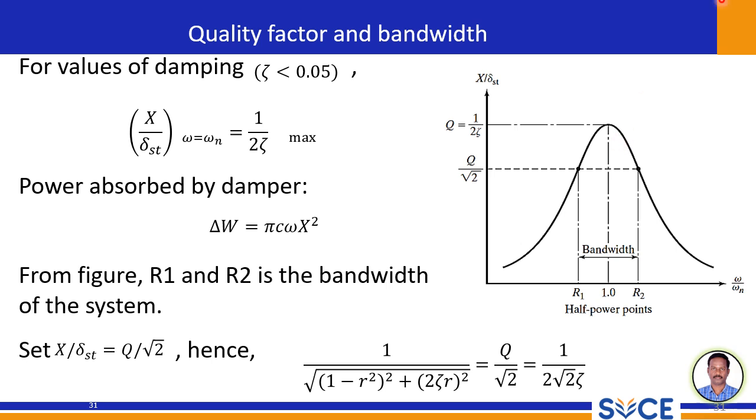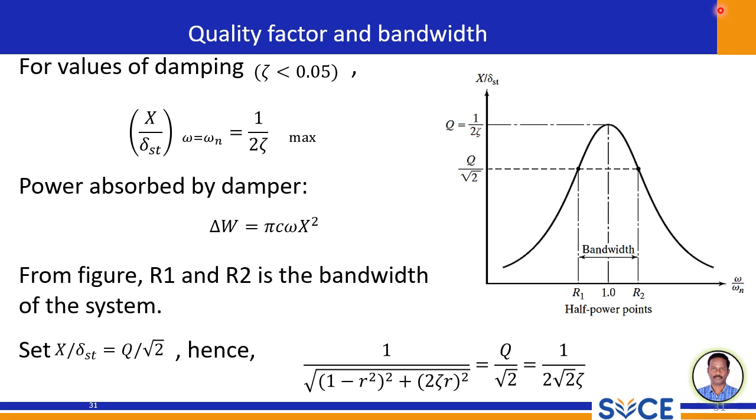Next, we have the equation that shows the power absorbed by the damper. This power is proportional to the damping coefficient, forcing frequency and square of the amplitude. Higher damping or larger amplitude results in more power dissipation.